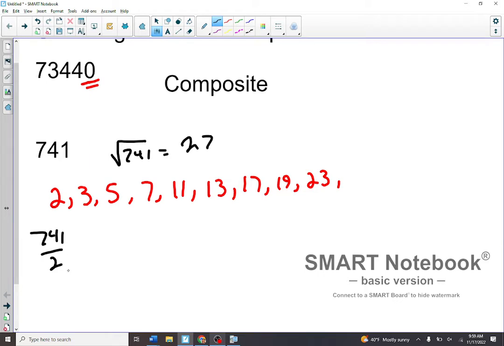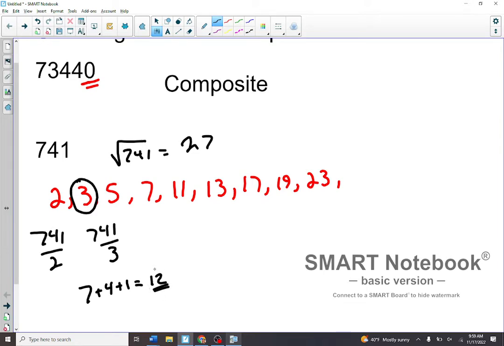That's a lot. 741 divided by 2 is some decimal, so that's not going to work. 741 divided by 3, you could take your calculator, but this one I could actually tell quickly because it's 7, 4, and 1. If I add that up, 7 plus 4 plus 1, that's 12. Since this is 12, that's divisible by 3, right? A 3 goes into 12, which means this is divisible by 3.